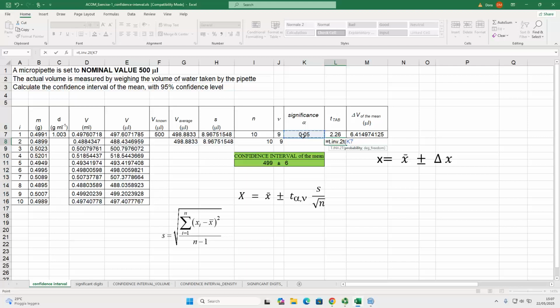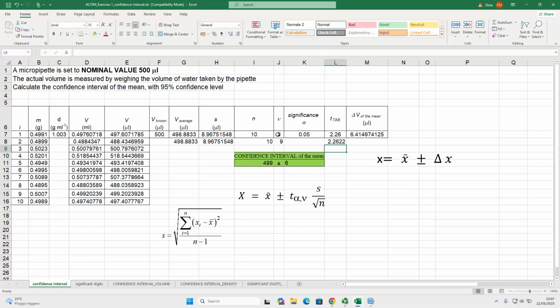And then my software has semicolon, sometimes they use comma, I don't know in yours. And then degrees of freedom, they are in the cell J7. Click on J7, close the round bracket, and enter.